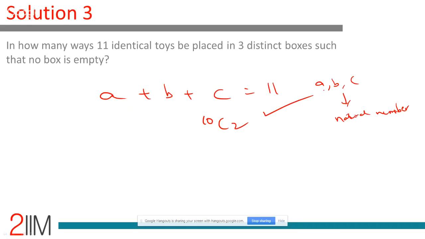MC2 done. 11 identical toys placed into 3 distinct boxes. Identical toys, therefore, only the number matters. Which toy doesn't matter. We're never going to do 11C2 or 11C4. They're identical. Into 3 distinct boxes, so we are worrying about ordered triplets. We care whether it is 3-3-5 or 3-5-3. Or 11 things distributed into 3 numbers, ordered triplets. Or sum of 3 numbers is equal to 11. 3 natural numbers, because each box has to have at least one. No box is empty. So A plus B plus C equal to 11. How many ordered triplets A, B, C exist, such that A, B, and C are all natural numbers? That's what this question boils down to. That's what we do.